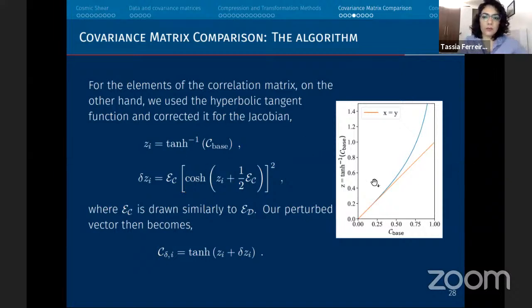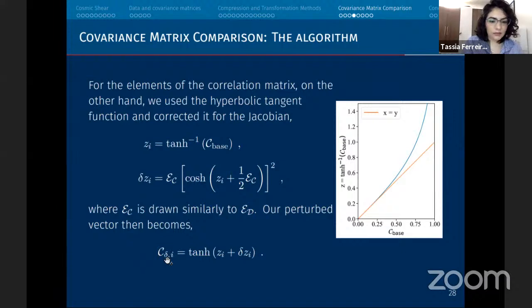And here I'm showing a plot for the hyperbolic tangent. So this is just the x equal to y line. And in blue, we have the hyperbolic tangent function. So if we take the error around here on this blue line, it falls more smoothly on the original element. So we take the error on the hyperbolic tangent, and then we take its inverse. Sorry, there should be an inverse here.